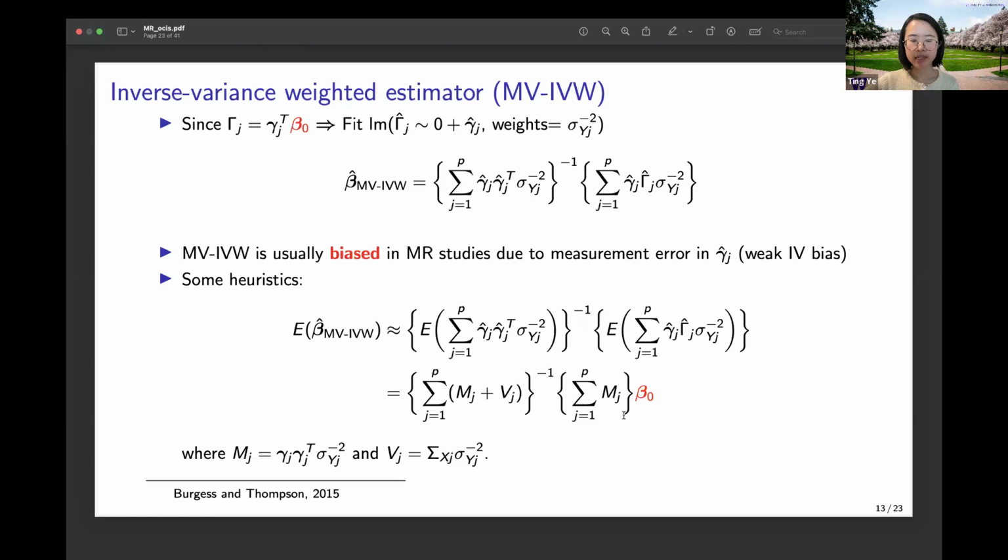We can see that if the variance part is not small compared to the signal part, then this IVW's mean can be quite far away from the true parameter beta 0. Whereas in strong IV setting, if the VJ is small compared to MJ, then the bias is not so large.